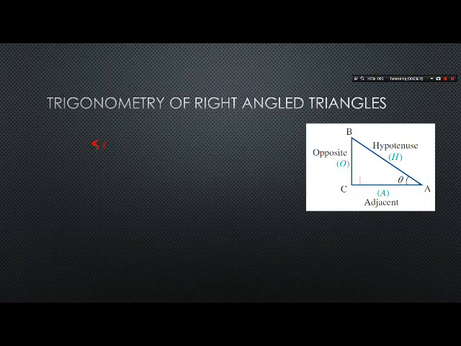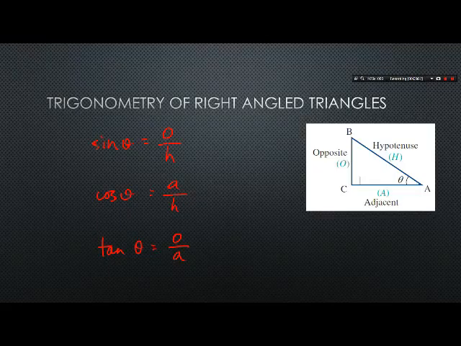So we have sine theta giving us opposite over hypotenuse. We have cos theta giving us adjacent over hypotenuse, and then we also have tan theta giving us opposite over adjacent. Using these 3 we can actually find the different parts of a triangle, for example the angle or the sides.